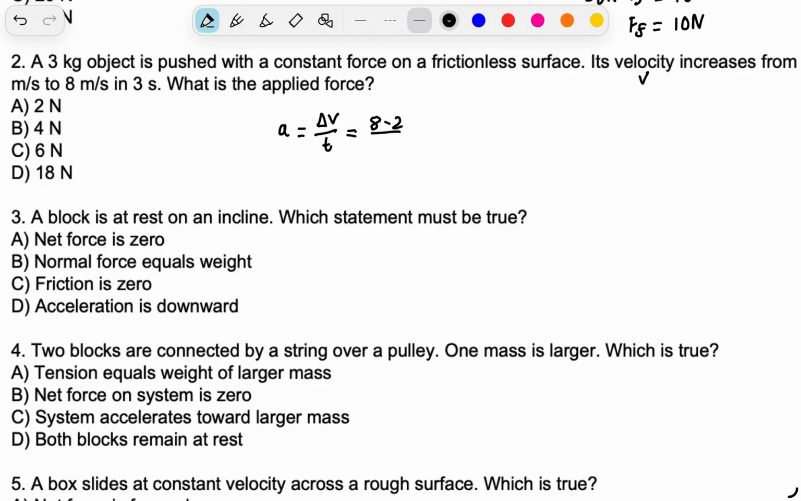We have 8 minus 2 divided by 3, which is 2 meters per second squared. And we can use our force equals mass times acceleration. So you just have 3 times 2. And that is going to be 6 newtons, which is your force.